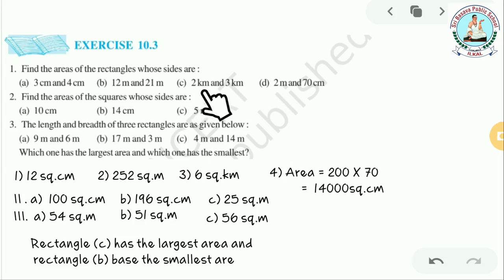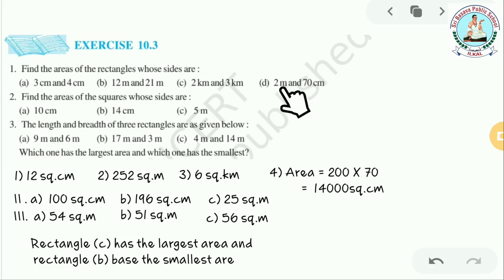Measurement of the first side of the rectangle is 2 kilometer, and the second measurement of the rectangle is 3 kilometer. When you multiply these two measurements, you will get the area of this rectangle, that is 2 times 3 will be 6, and kilometer is multiplied twice, so that's why it is 6 square kilometer. And this is the question D of the first main. 2 meter and 70 centimeter are the two measurements of the fourth rectangle.